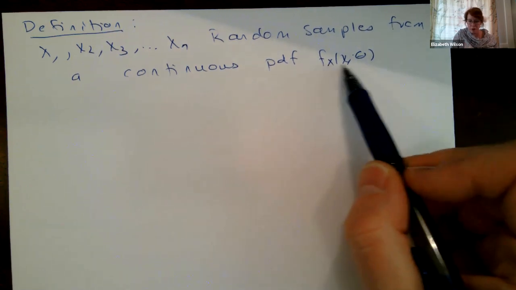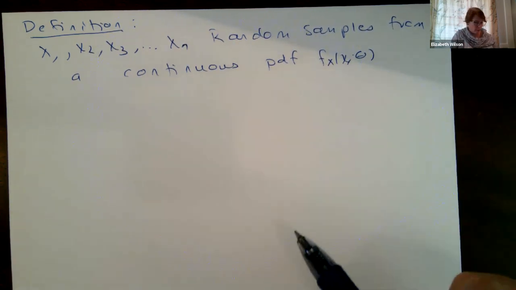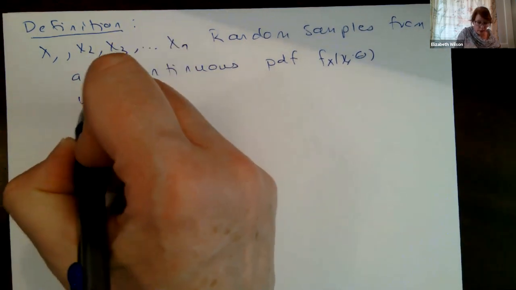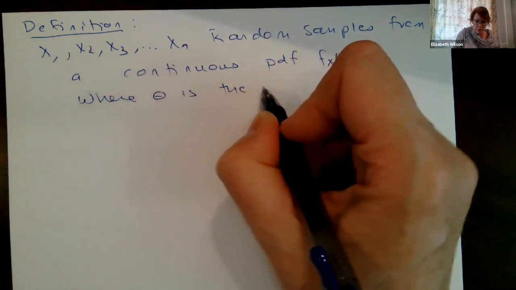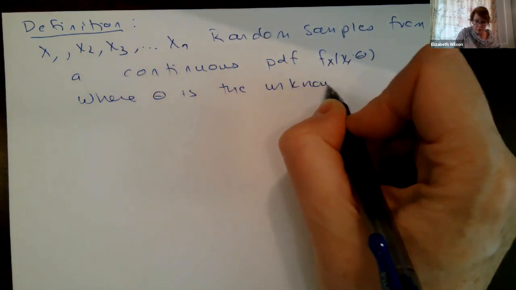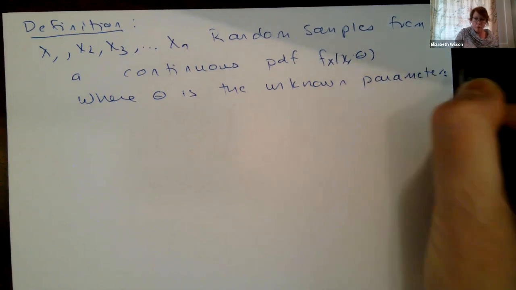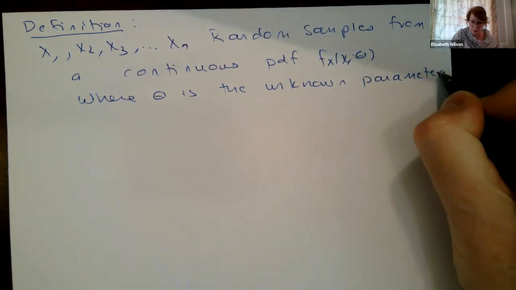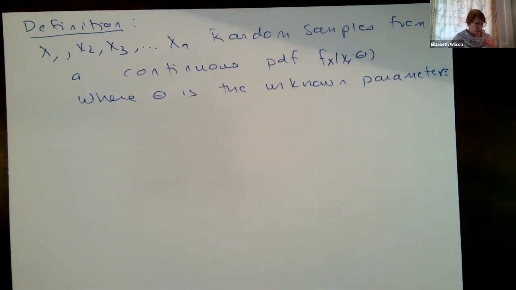theta. Remember, it looks multivariable, but really it's just a function of theta, our estimator, because we don't know what theta is, where theta is the unknown parameter. Most likely theta is going to be your mean as your unknown parameter, because it's the most important part. We're trying to find the mean. And from the mean, we can figure out what our variance is.